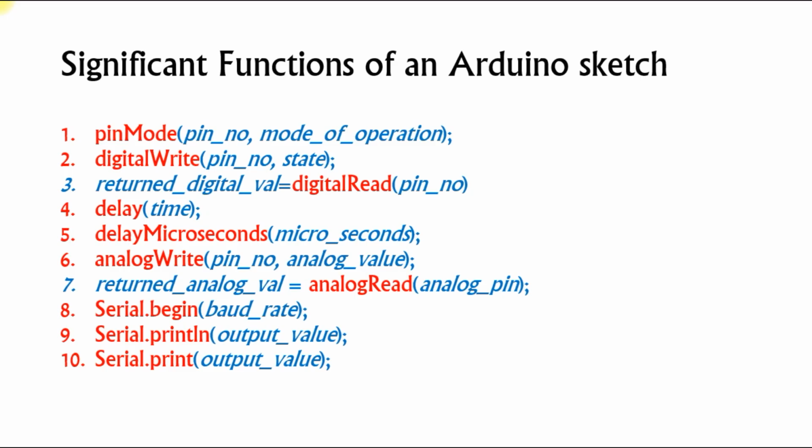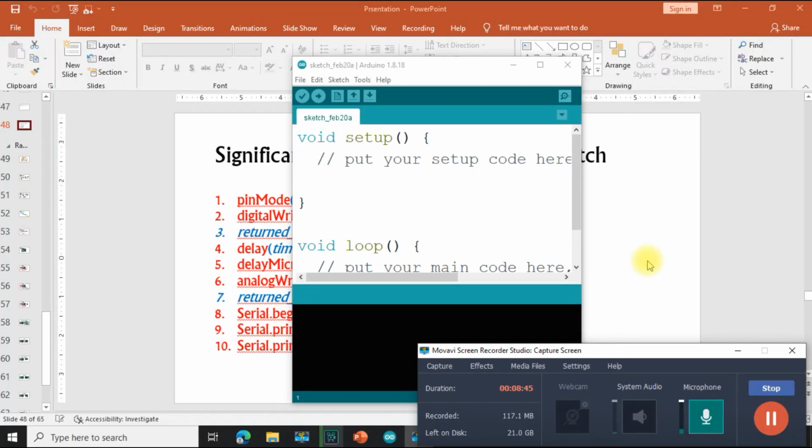The difference between Serial.println and Serial.print is that println is line printing, it prints one line at a time. Serial.print will continuously print the data whatever you are sending, right? So these are all very important commands you need to know before working with Arduino UNO.